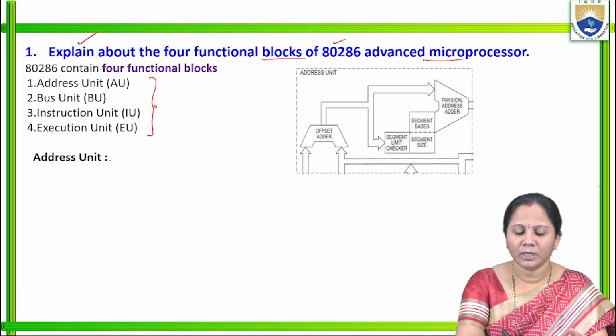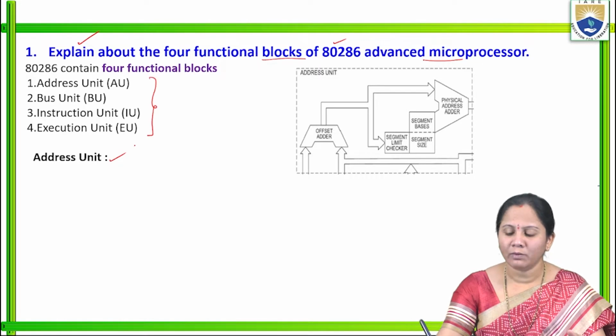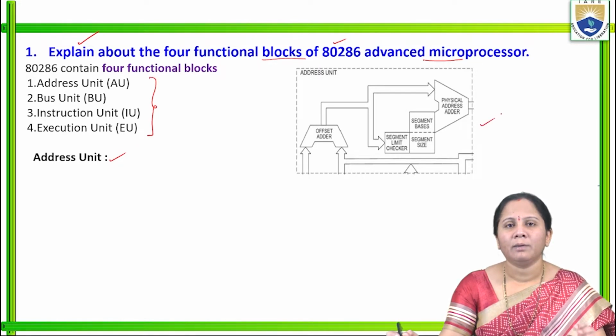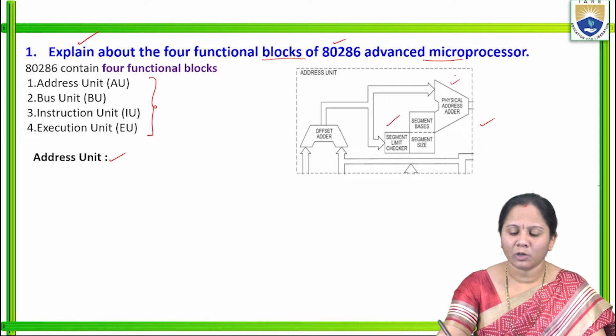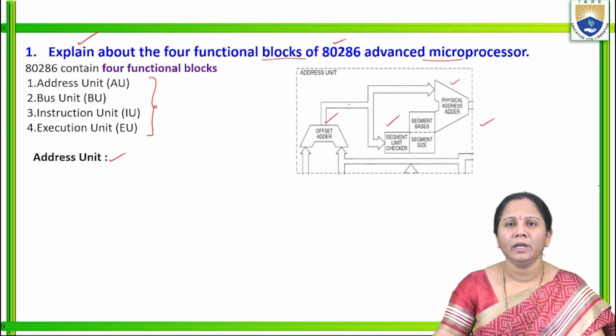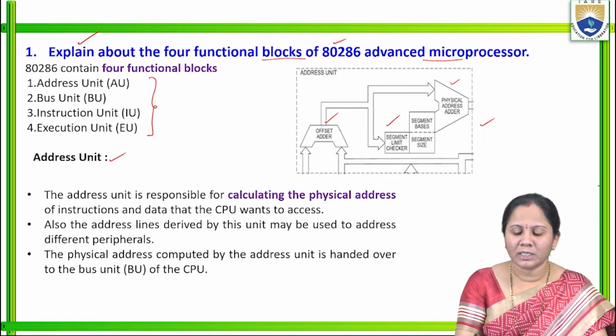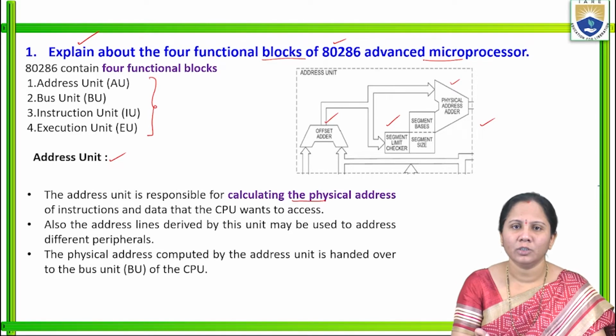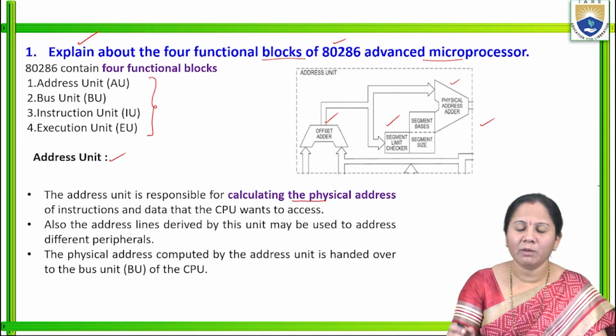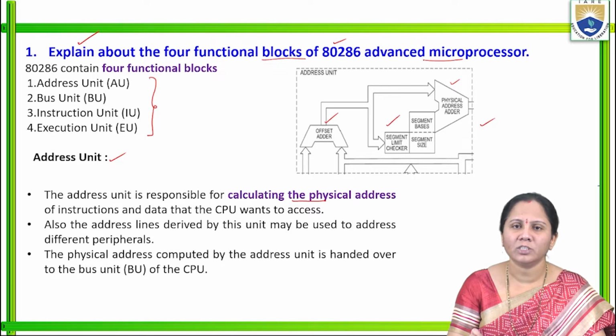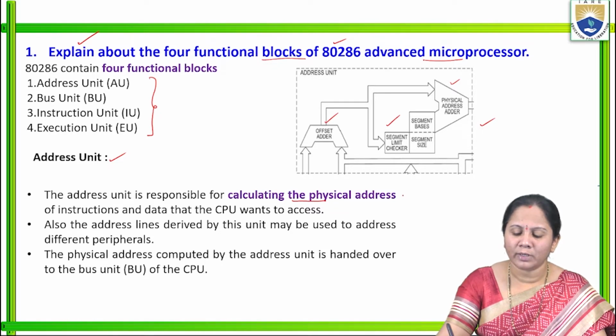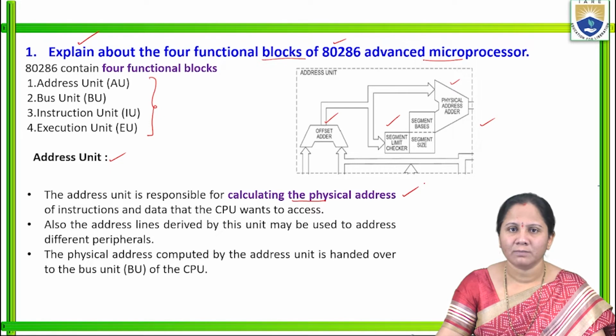Coming to the address unit, we have to draw the part of the address unit indicating all the blocks that are present in the address unit and the operation that is performed by this address unit. Mainly with the help of all these blocks in the address unit, it is able to calculate the physical address.